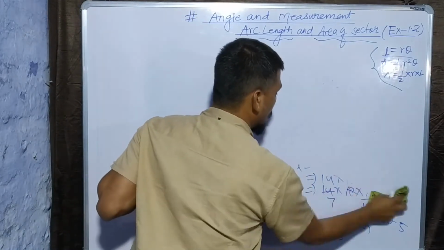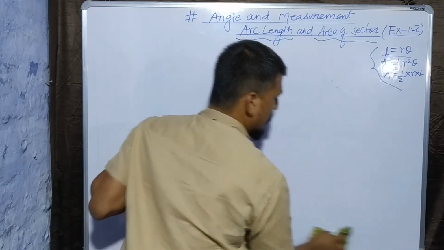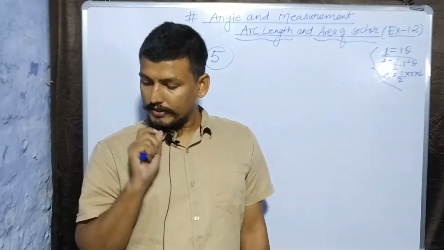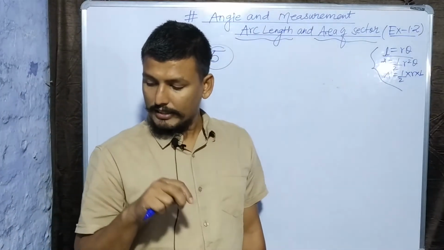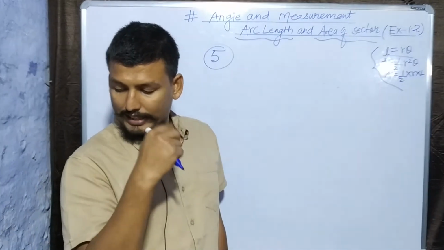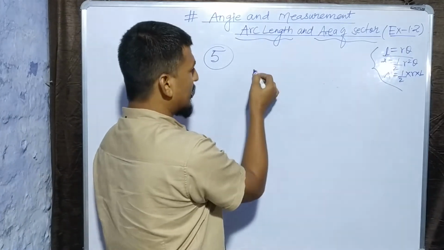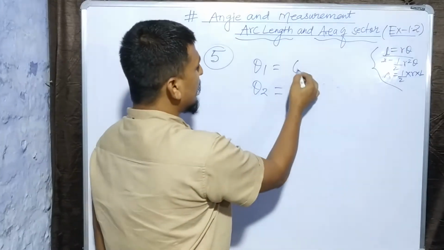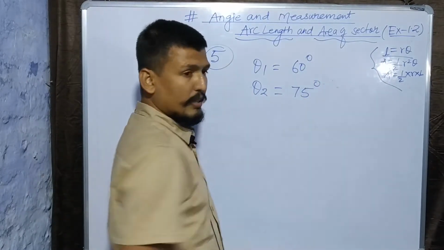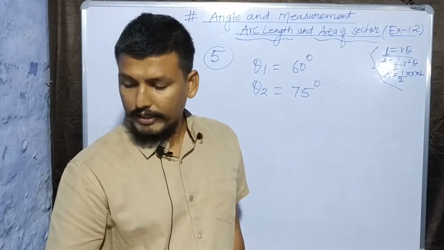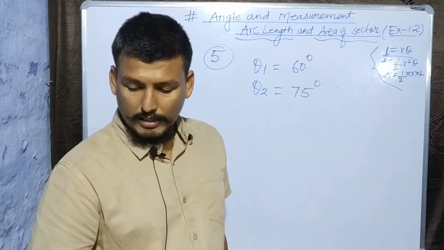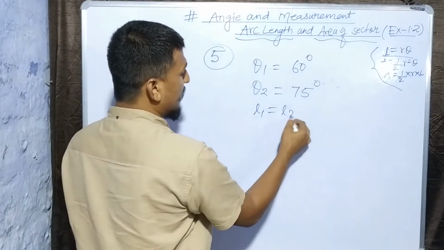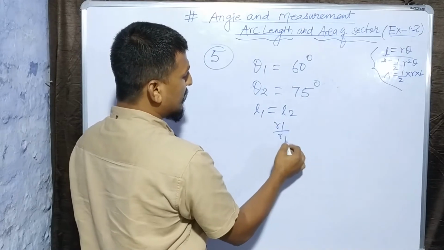So these all are based on length of arc. So here is question number 5. Two arcs of the same length subtend angles of 60 degree and 75 degree at the center of two circles. So we have two circles, theta 1 and theta 2 are given. For the first circle it is 60 degree, and for the second circle it is 75 degree. What is the ratio of radius of the two circles? You have to find the ratio. Length of arc L1 equals L2. You have to find R1 by R2.